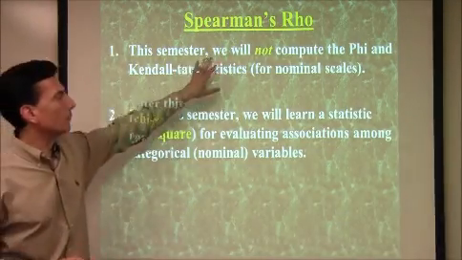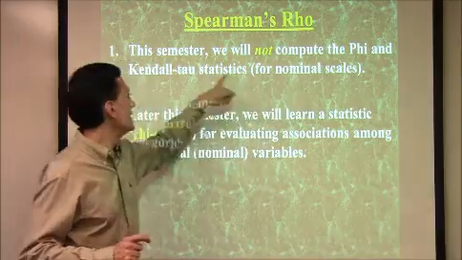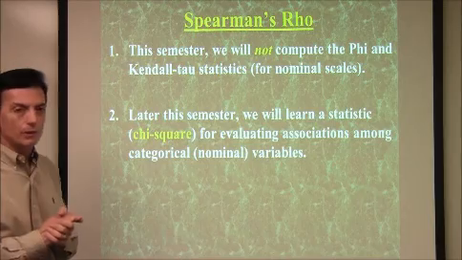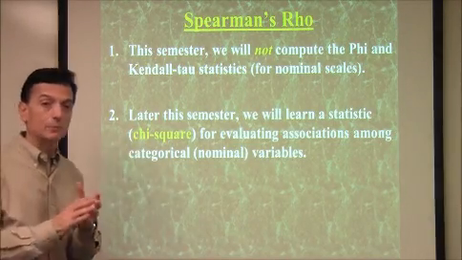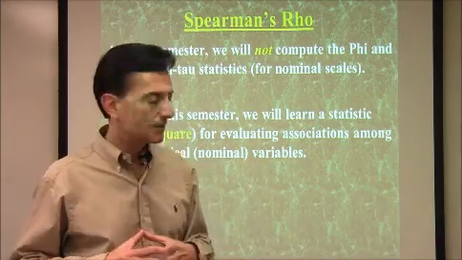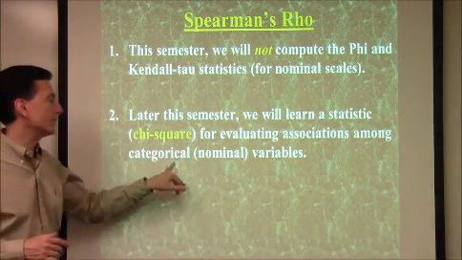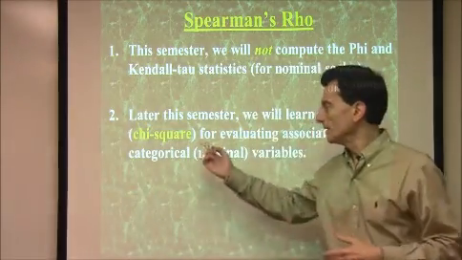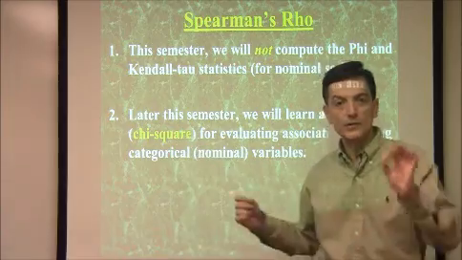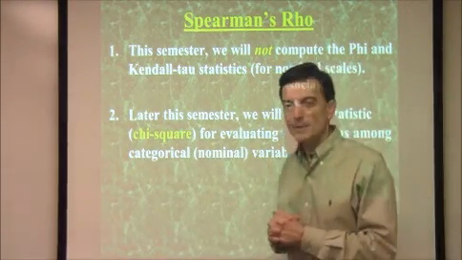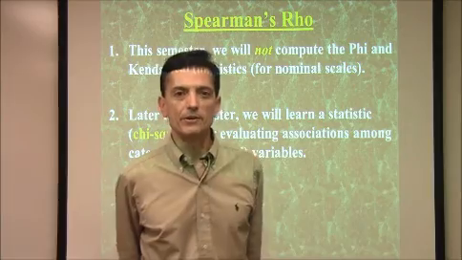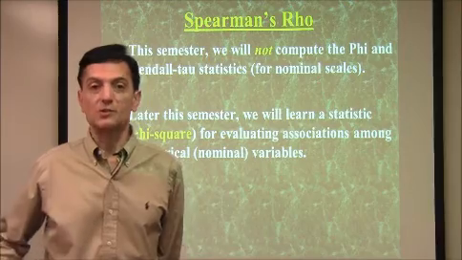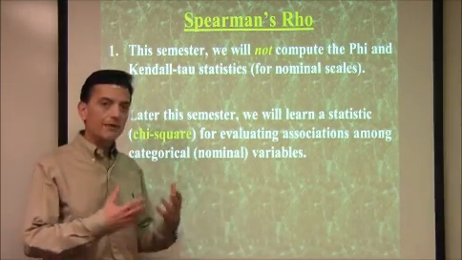Okay, so this semester we will not be computing, at least manually, the phi nor the Kendall tau statistic that would be appropriate for nominal scales. Later this semester we will learn a statistic called the chi-square. In fact, we'll learn a couple of different varieties of chi-square statistics for evaluating associations among categorical or nominal variables. Just to harken back to an earlier example, to put a little bit of context for the chi-square that we'll come to in a few lectures, you might remember that we looked at book carrying behavior in an observational study, and we wondered whether there might be some sort of gender association going on with book carrying behavior.